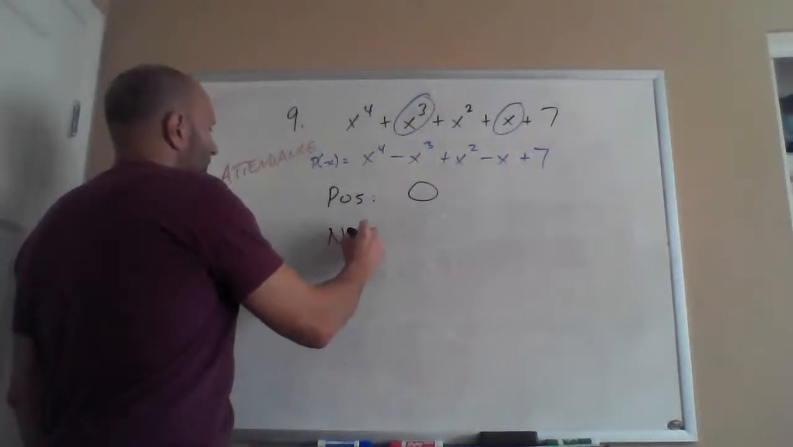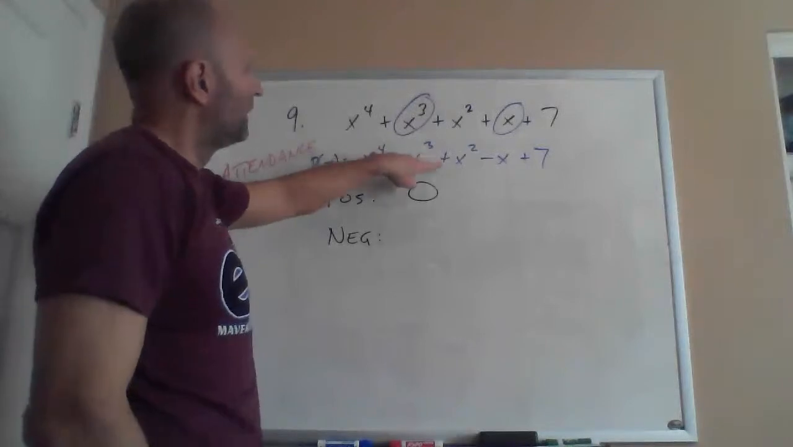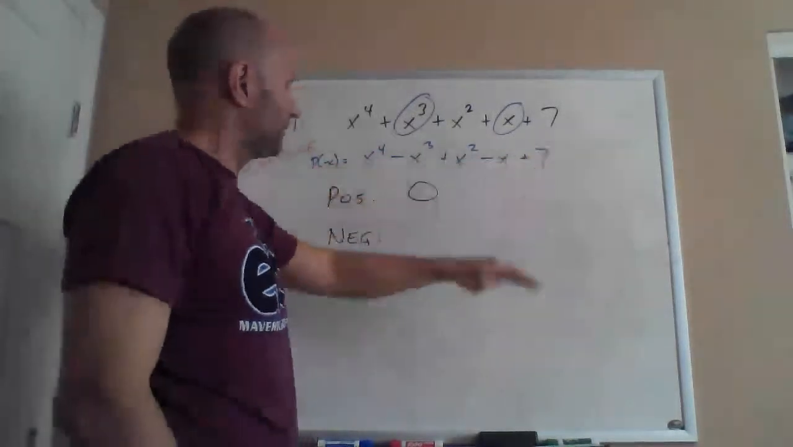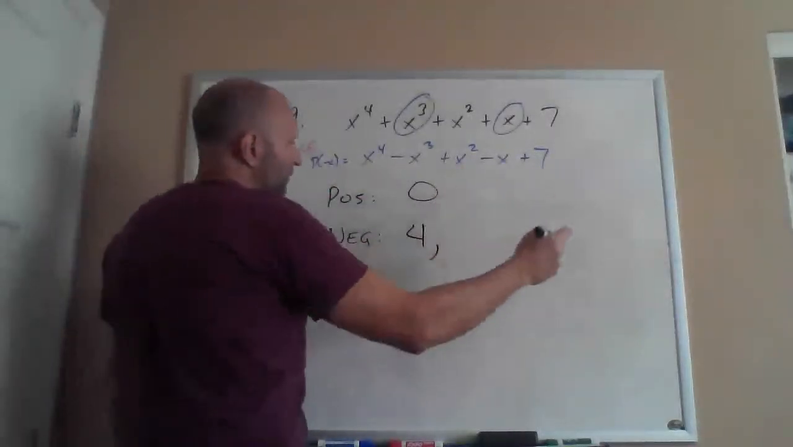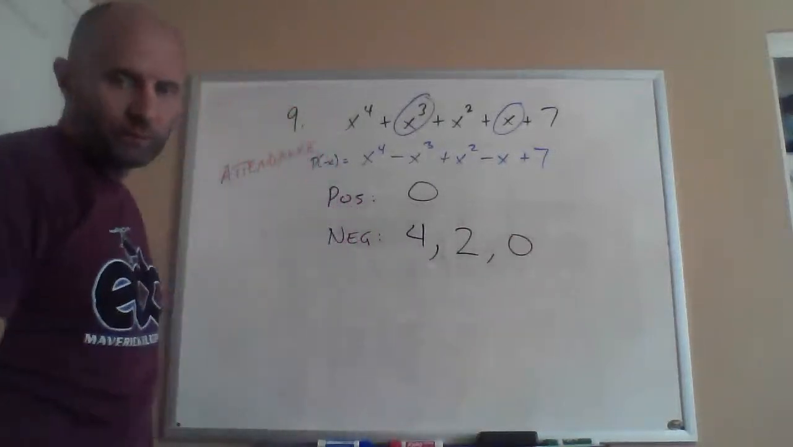The negative. I start positive, switches to negative, that's 1. Back to positive, 2. Back to negative, 3. Back to positive, 4. So for the negative, it's either 4 or decreases by 2s. So 2 or 0.